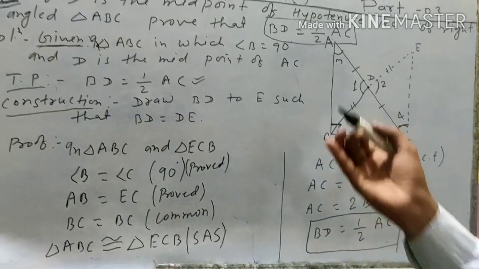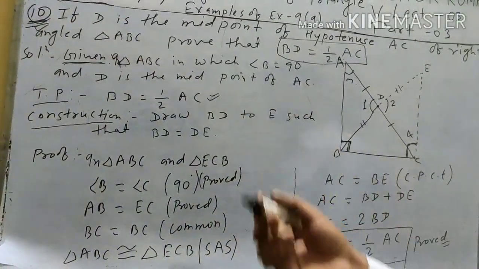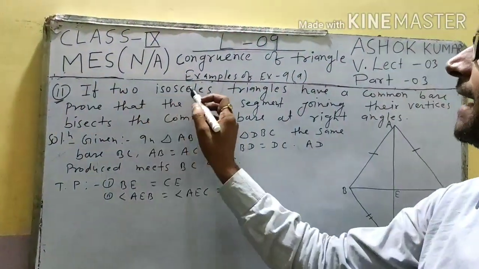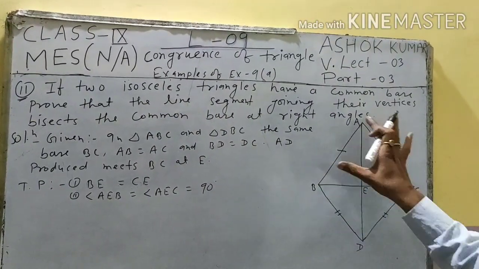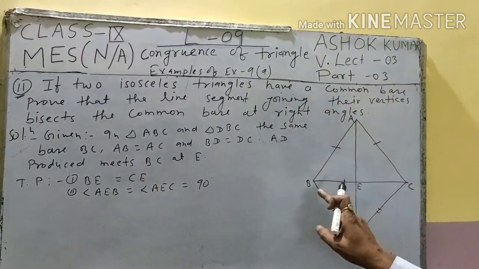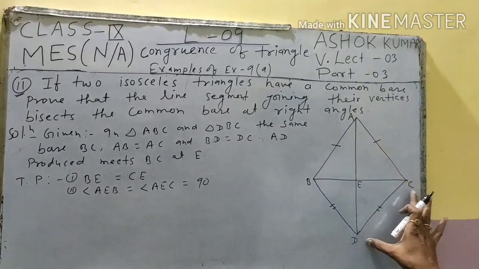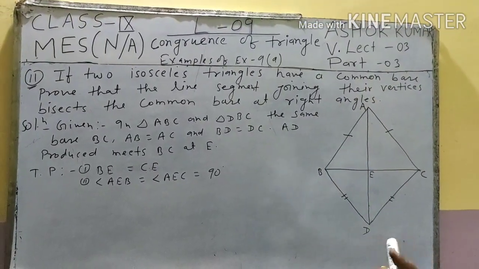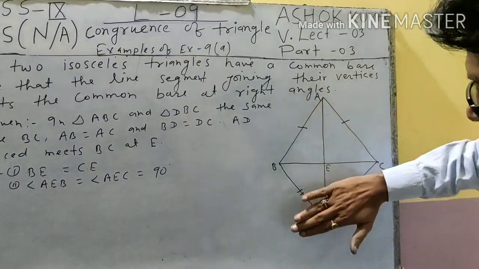Okay, student, I hope you will understand question number 10. So next is question number 11. Here are two isosceles triangles: triangle ABC, whose AB is equal to AC, and another isosceles triangle DBC, where DB is equal to DC. The two isosceles triangles have a common base. Here BC is the common base.